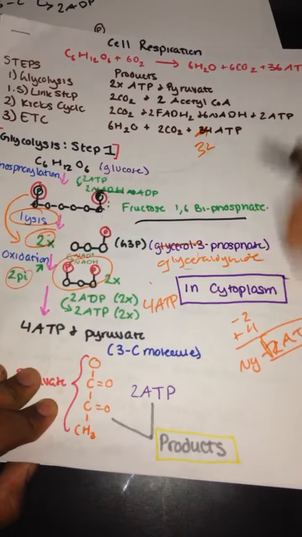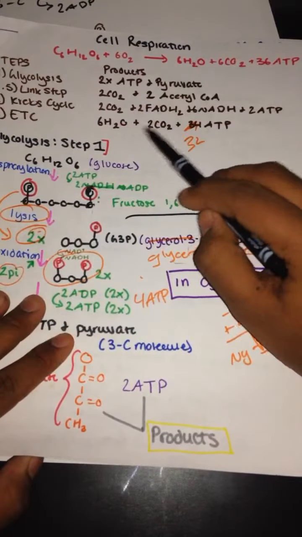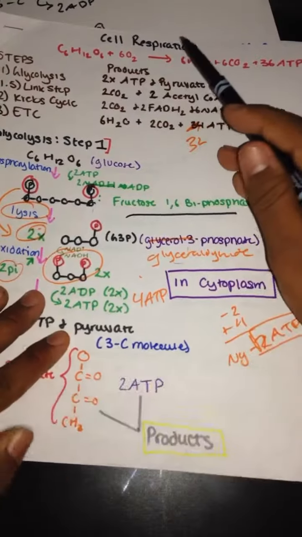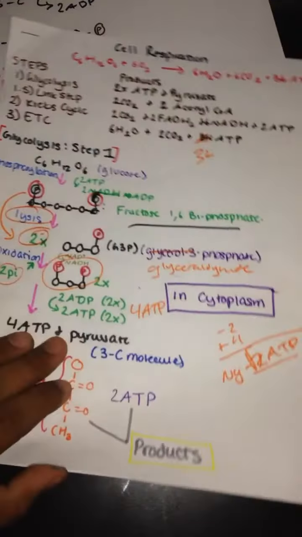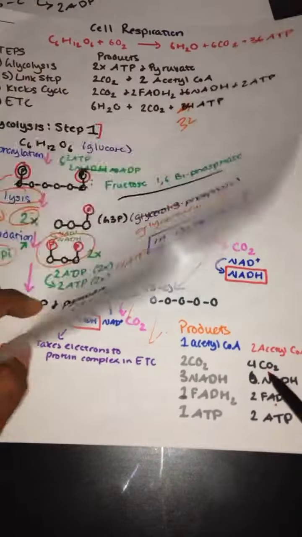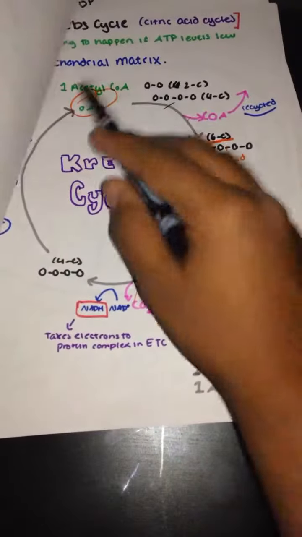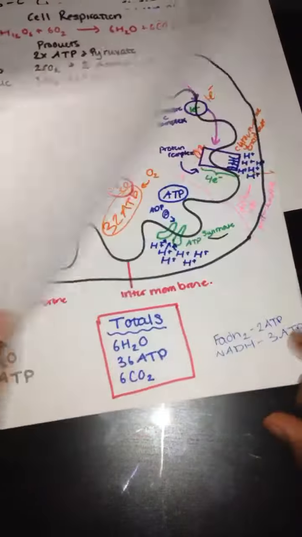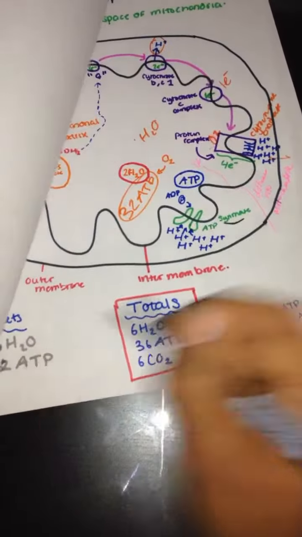It should be 32. So now, totals, what you're going to get is your 2 CO2 from here, your 2 CO2 from here, and your 2 CO2 from here. Actually, I made a mistake. You're going to produce 2 CO2 in the link step. You're going to produce 4 CO2 in the Krebs cycle because you produce 2 for each acetyl-CoA, so 2 times 2 is 4. And you're not going to produce any in the electron transport chain.